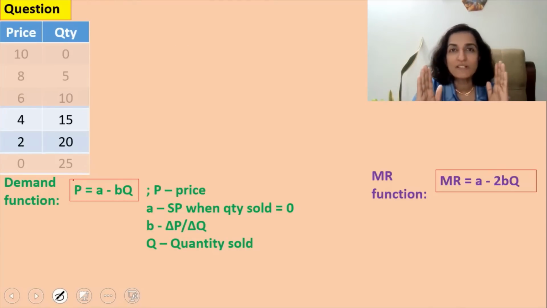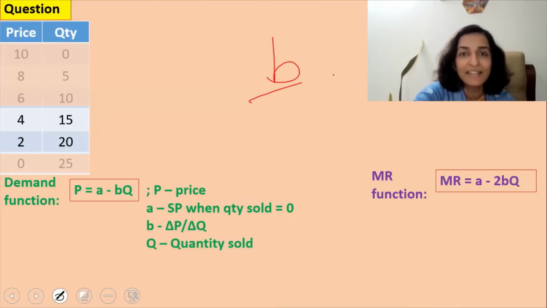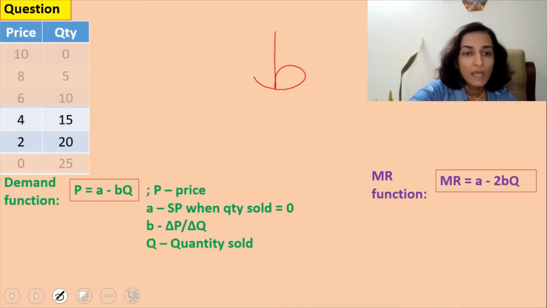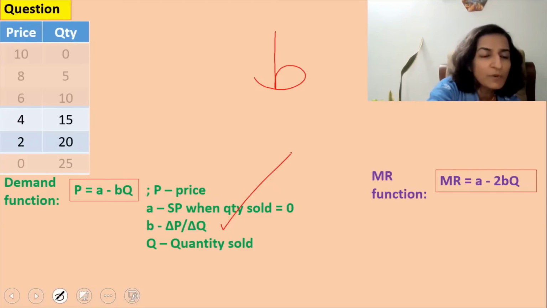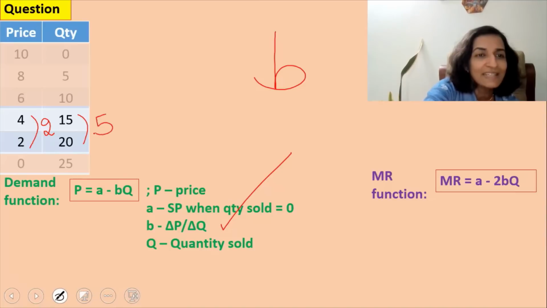Now, first we will focus on the demand equation. Our first target is to calculate B. And what is B? B is nothing but the change in price divided by change in quantity. So what is a change in price? 4 minus 2 is 2. And what is a change in quantity? 15 minus 20 is 5.